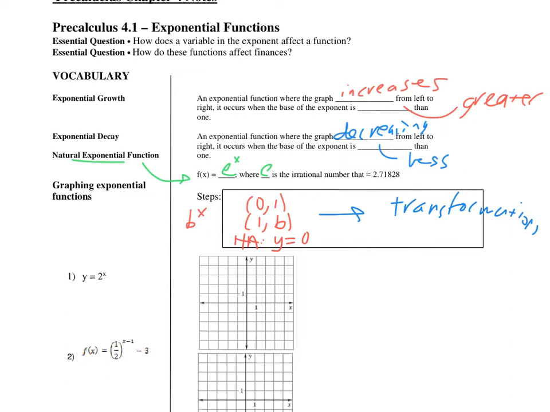All right, so number 1 here, I'm going to start off with my key points. I've got (0, 1), I've got (1, base). In this case, the base is 2, and we've got a horizontal asymptote at y equals 0. There are actually no transformations on this one. For transformations, we're looking for adding, subtracting, or multiplying going on, and we don't have it here, just a base of 2. So I'm going to put my points at (0, 1) and (1, 2), my horizontal asymptote at 0, and then we can draw our graph, the little exponential growth.